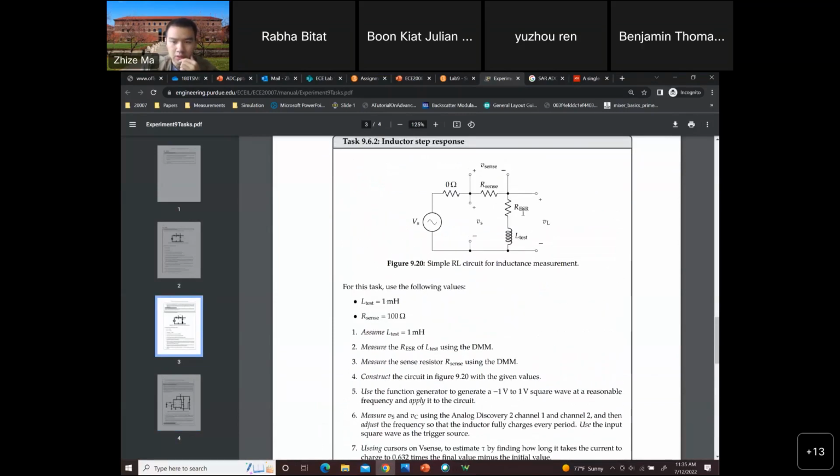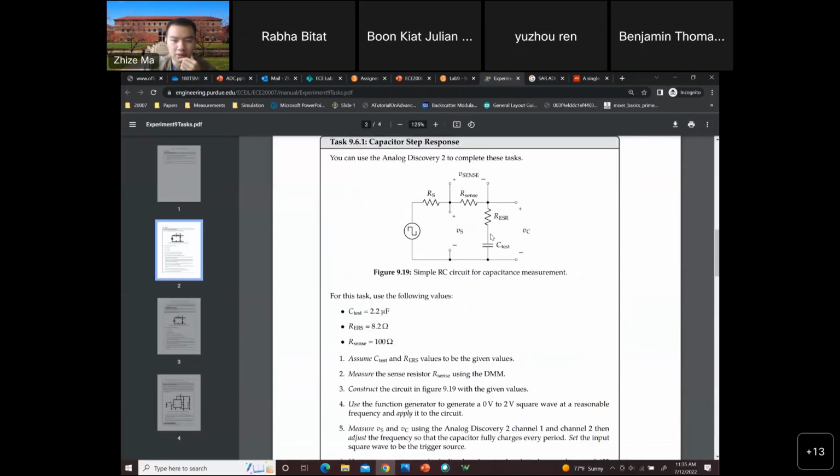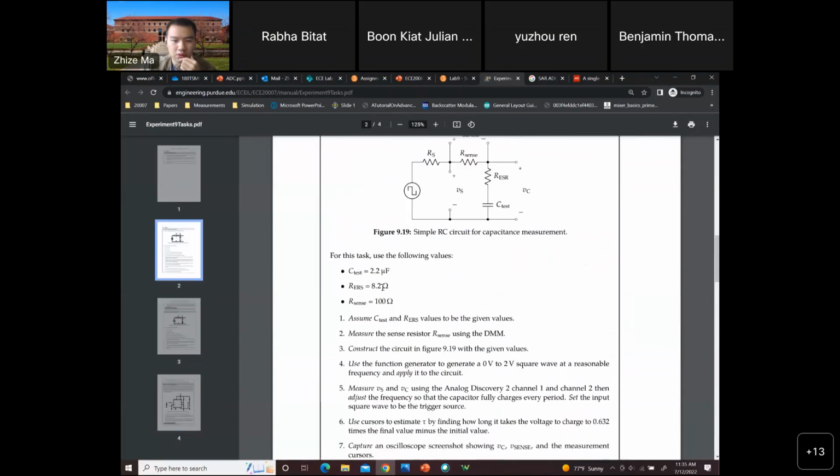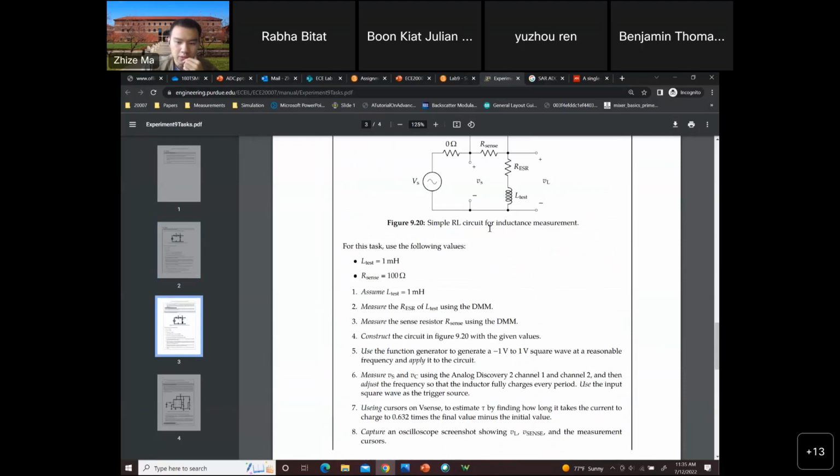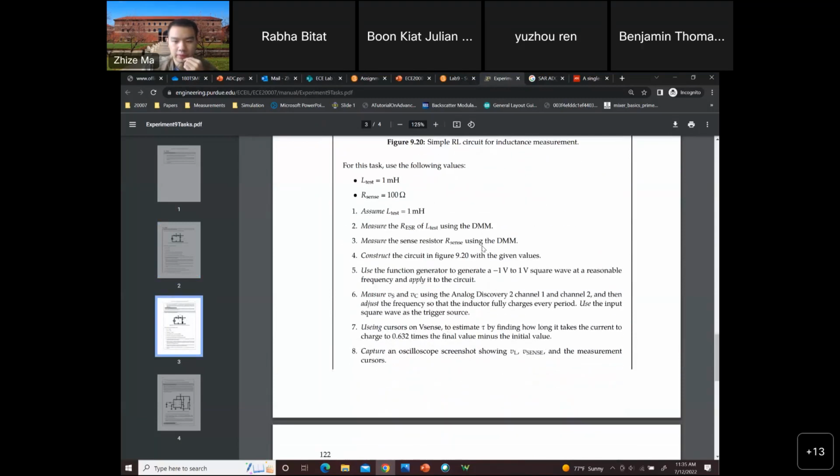And another thing here, R_ESR, that's the internal resistance of the inductor and the capacitor. So you don't need this resistor when you build this circuit. So that's all for task 1 and task 2. Any question about these two tasks?